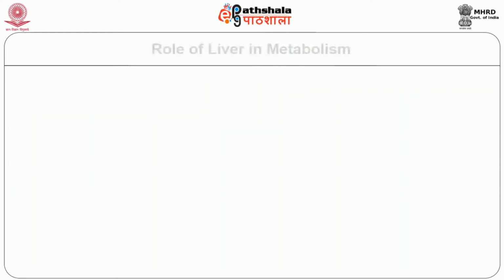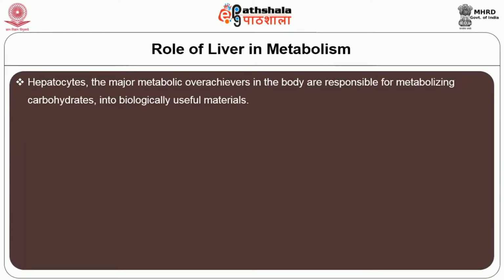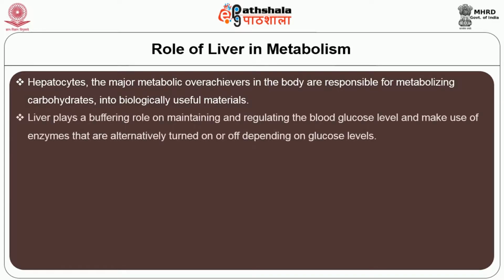Regarding the role of liver in metabolism, hepatocytes, the major metabolic overachievers in the body, are responsible for metabolizing the carbohydrates into biologically useful materials. Liver plays a buffering role in maintaining and regulating the blood glucose level, and makes use of enzymes that are alternatively turned on or off depending on glucose level.